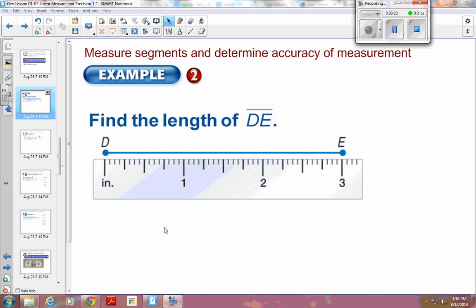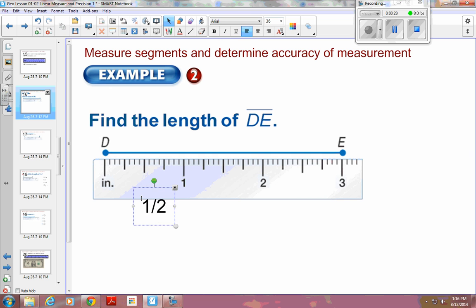And what are they, you ask? Okay, well, this is 1 inch to here. So the biggest line here is a half. So that's your half inch. And then half of a half is a fourth, so here's your 1/4 inch. And so if that's 1/4, then this has to be 3/4.